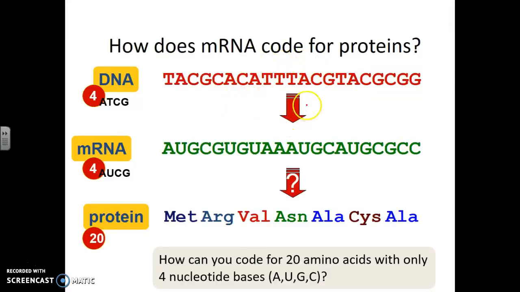So if you remember, when scientists were just trying to discover whether it was DNA or protein that was the genetic material, they were faced with a quandary: how can DNA be the genetic material when there are only 4 bases? And proteins have 20 different amino acids. Similarly, the same question is, how can only 4 bases code for the 20 different amino acids?